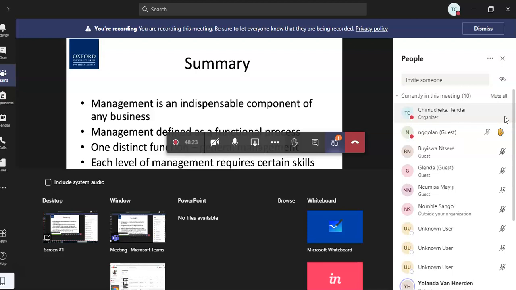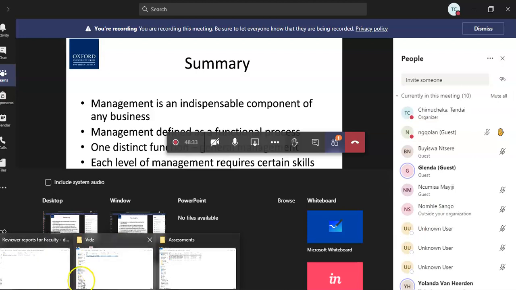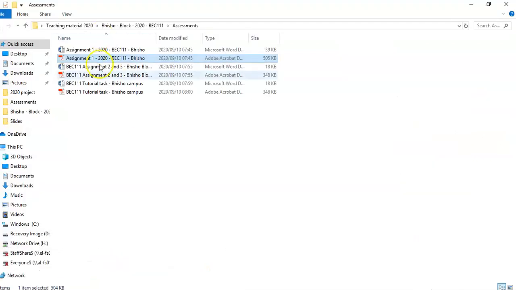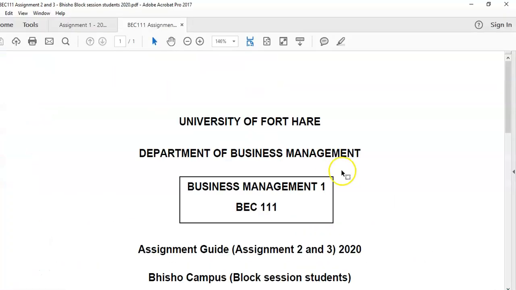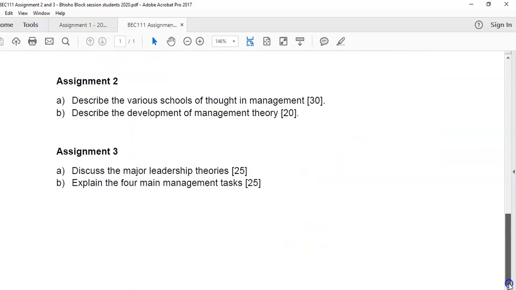Can I ask something more? Yes. Looking at assignment 2 and 3, just for example, assignment 2 will say describe the various schools of thought in management, and then between brackets there will be 30. Can one exhaust the thoughts of all the schools or just the one specified in the slide version? You will need to describe the various, not one.